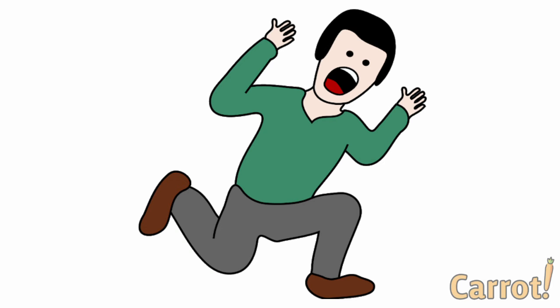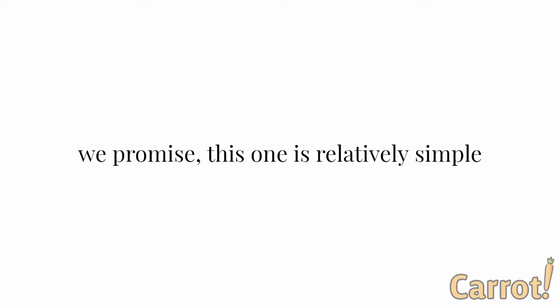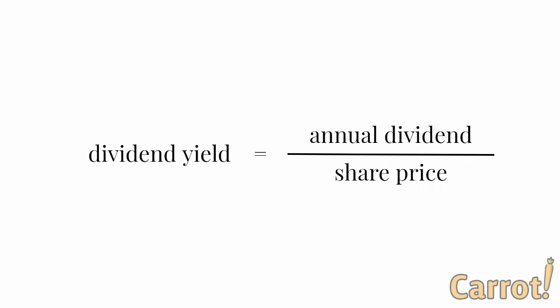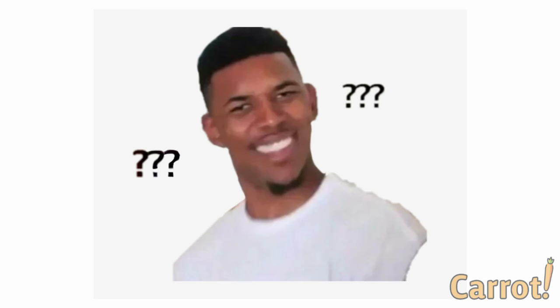Now look, we get it. To the beginner investor, some financial equations can be scary, but we promise this one is relatively simple. Let's have a look. Dividend yield is equal to annual dividend divided by share price. If you're still confused, don't worry.